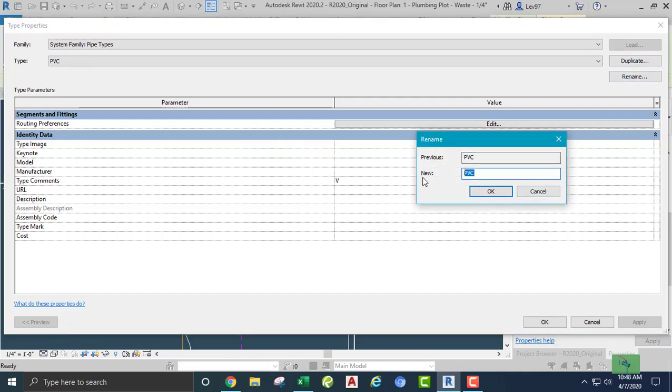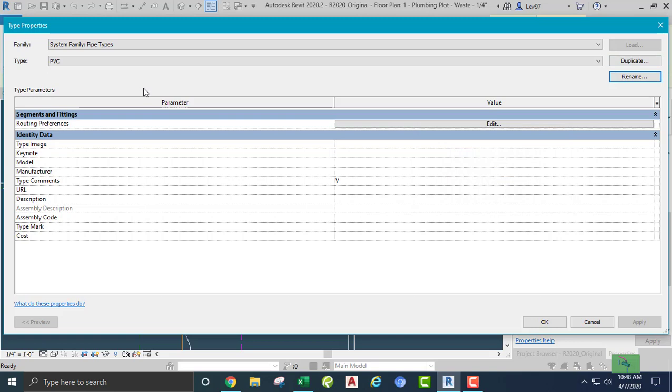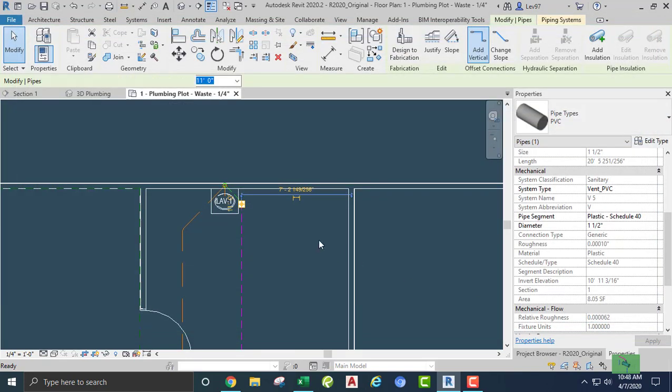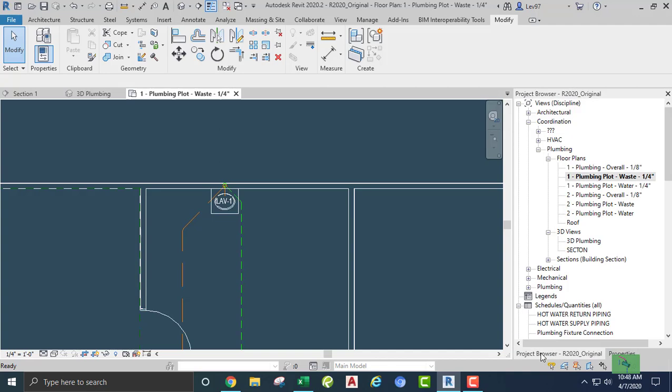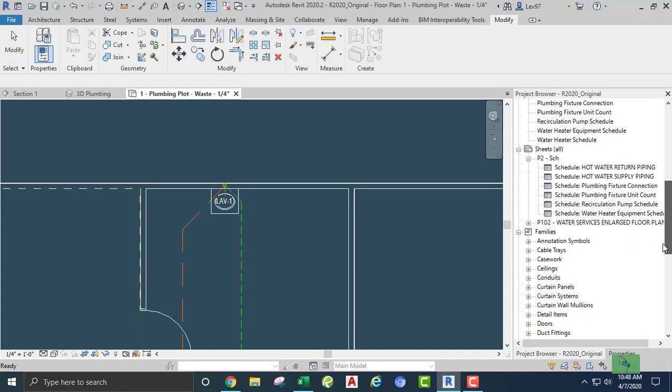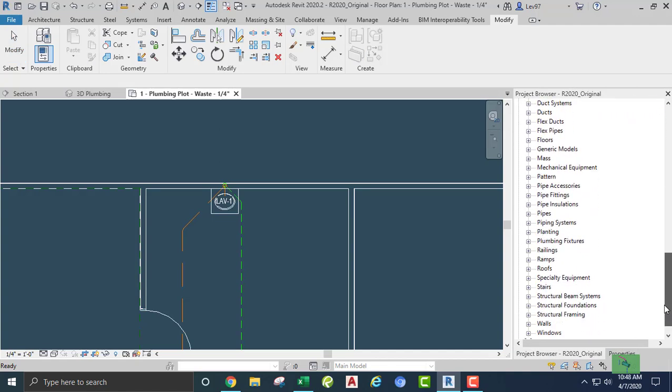I can call this John left-eyed tiger paw, whatever that is. So let me cancel out of this. That can be the pipe type, right? So you go in to your system or family, right? And so your pipes are your types, right?